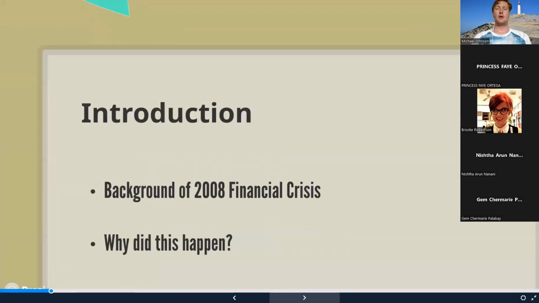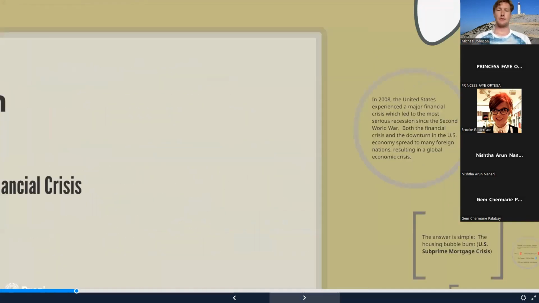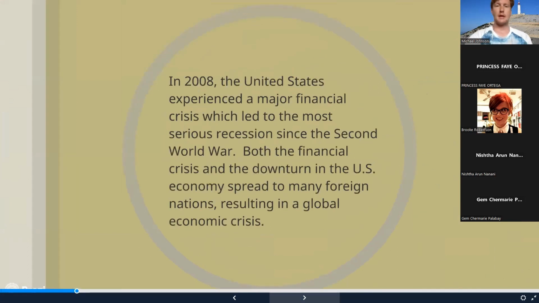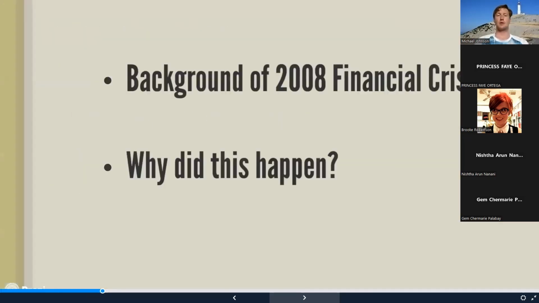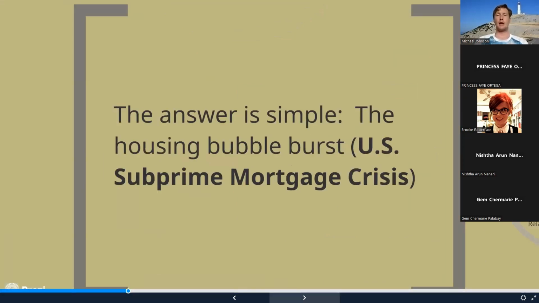Background of the 2008 financial crisis and why it happened. In 2008, the United States experienced a major financial crisis, which led to the most serious recession since the Second World War. Both the financial crisis and the downturn in the US economy spread to many foreign nations, resulting in a global economic crisis. So why did this happen? The answer is simple. The housing bubble burst.